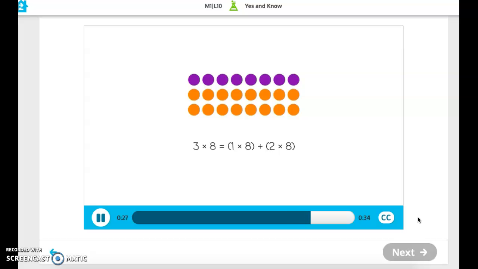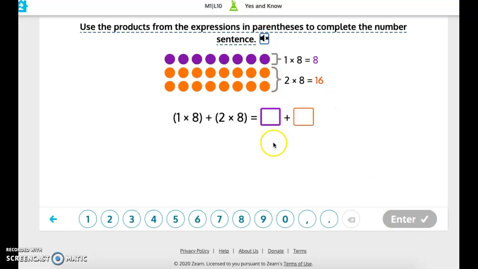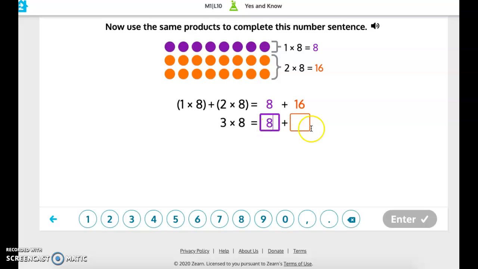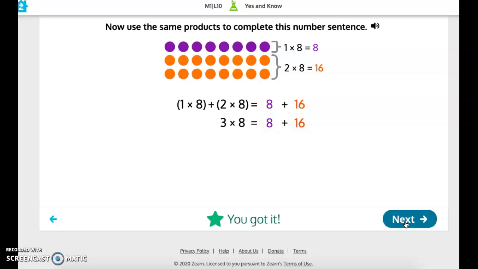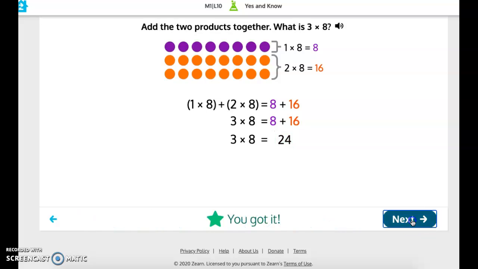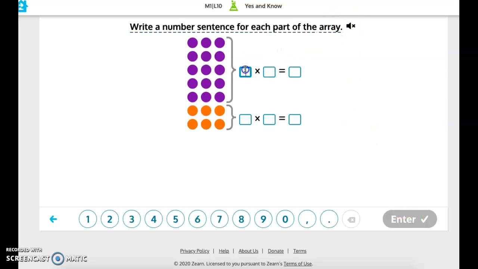You try. Start by writing the products for the expressions in parentheses to complete the number sentence. Use the products from the expressions in parentheses to complete the number sentence. Write a number sentence for each part of the array.